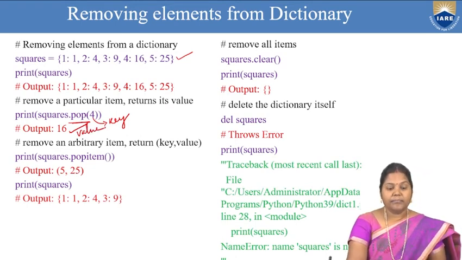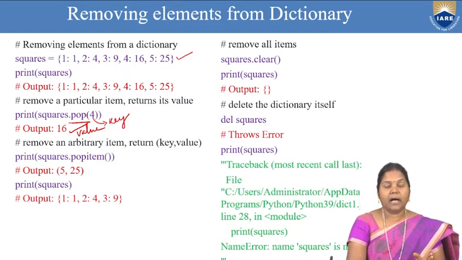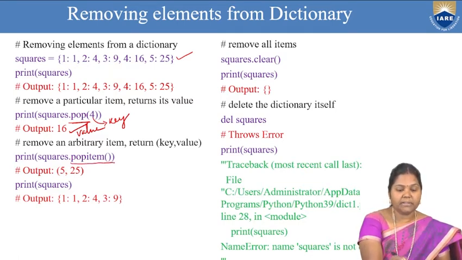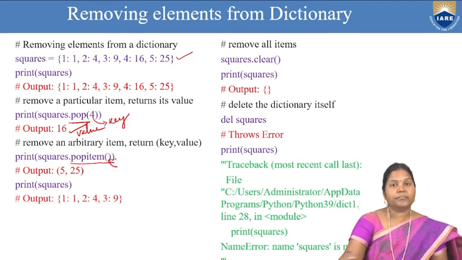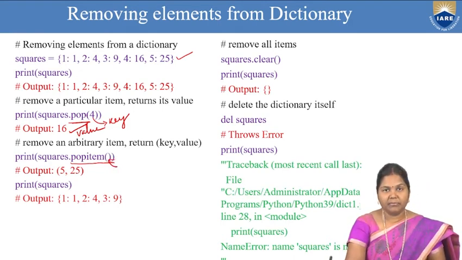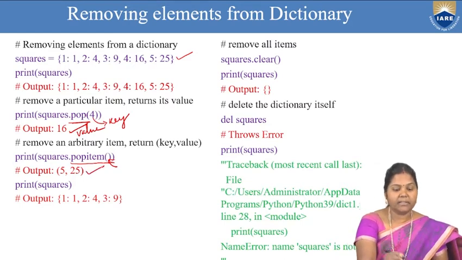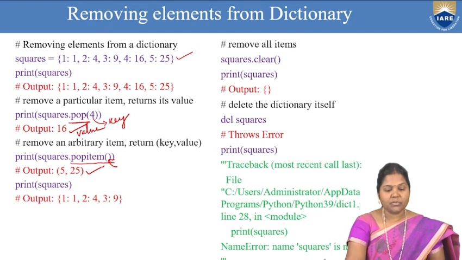Okay. Similarly, if I want to arbitrarily retrieve a key value pair, I should not go for the pop method, because the pop method returns only the value for a particular key. But if you arbitrarily want a key value pair, then you should go for the popitem method. So here to the popitem method, I am not providing any arguments. Simply if I call the popitem method, then it arbitrarily returns you a key value pair. So in this case, I am getting the output as 5, 25. So it returns the key value pair in the form of a tuple.